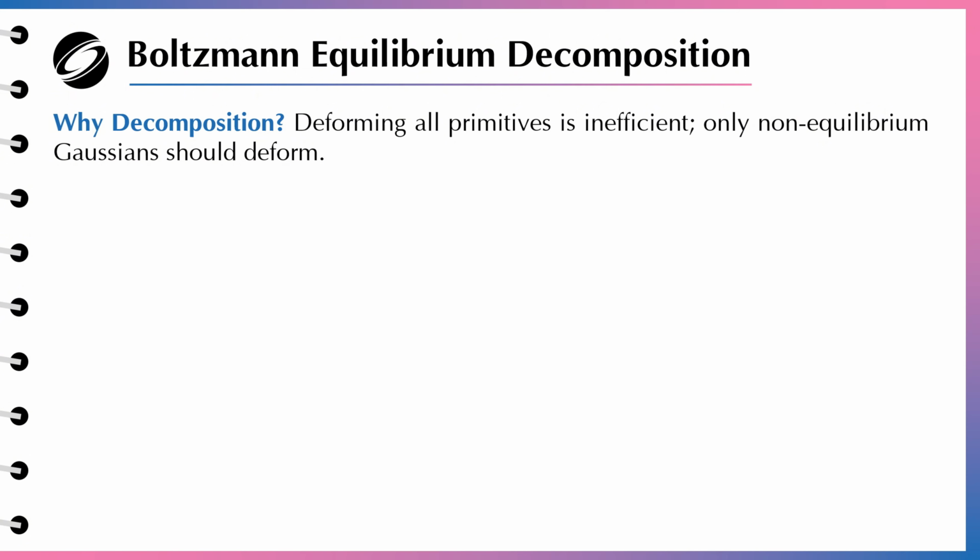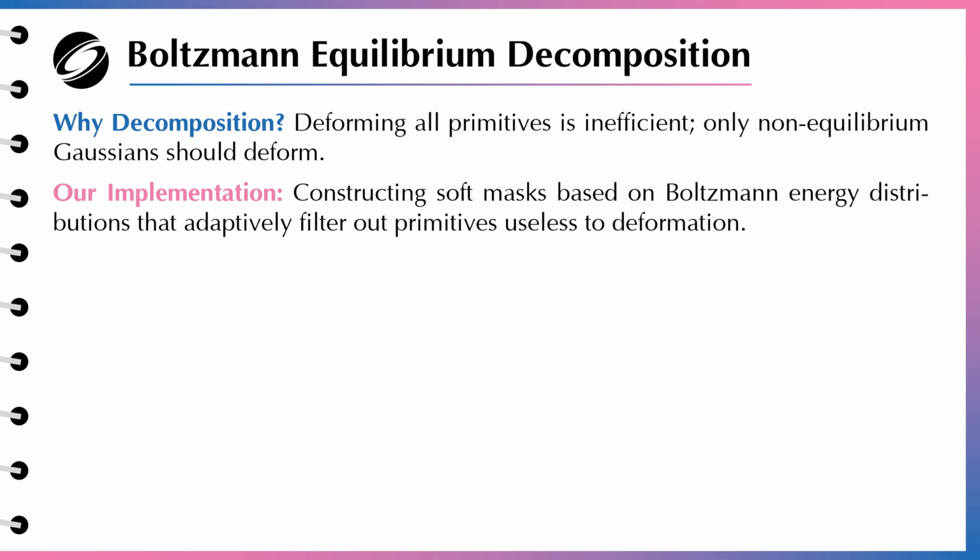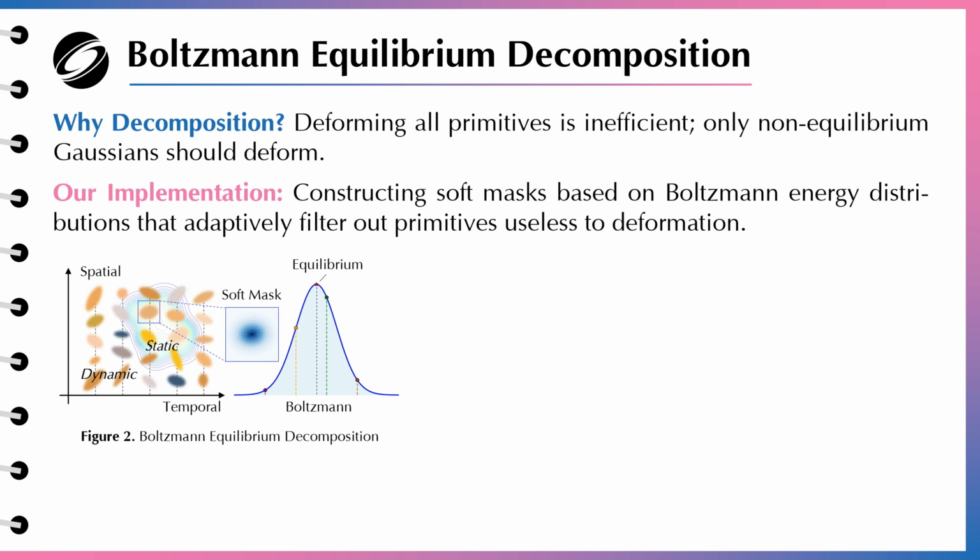To address this challenge, we introduce Boltzmann equilibrium decomposition. The insight of this mechanism is that only Gaussian primitives away from their equilibrium states should be activated for deformation. We formalize this through statistical mechanics, constructing soft masks based on Boltzmann energy distributions that adaptively filter out primitives useless to deformation.